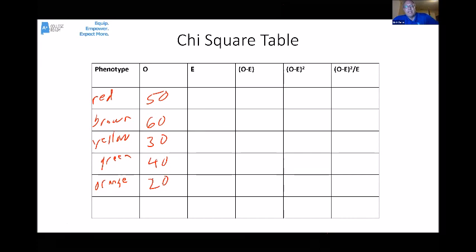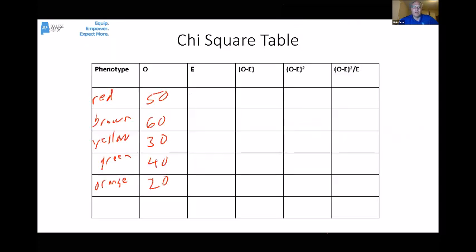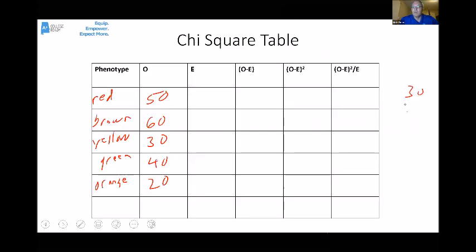All right, somebody tell me what the E stands for. Expected. What do we expect to get if these numbers were what they were supposed to be? So let's go back, and we've got some percentages here. So 30, 20, 10, 20, 20. Let me write these numbers down over here. These are the percentages that the company says we should get. We'll come back to those in a second.